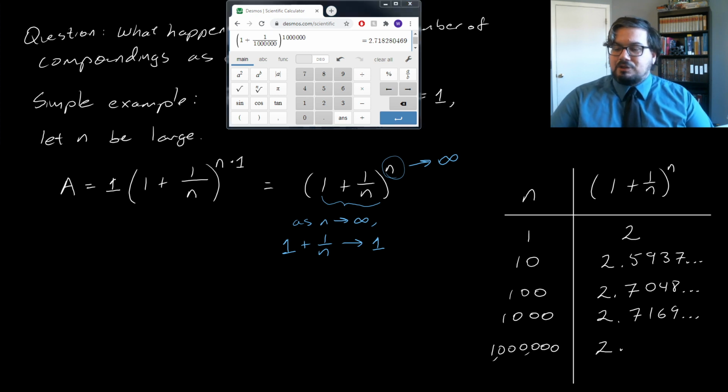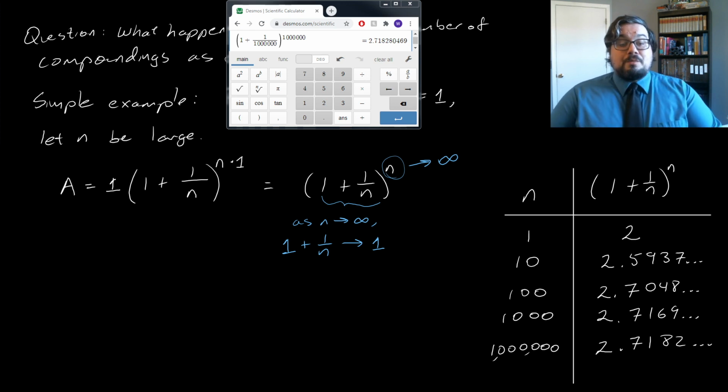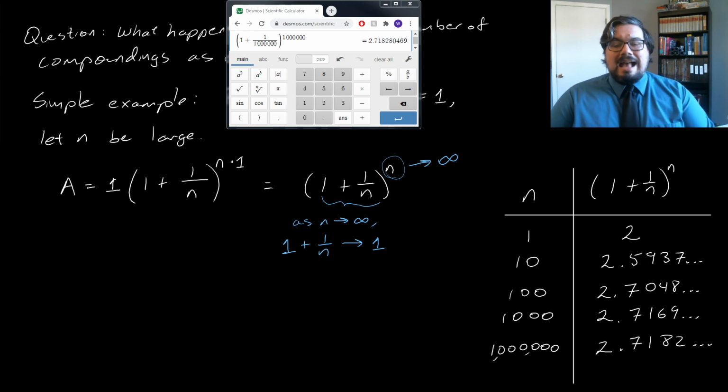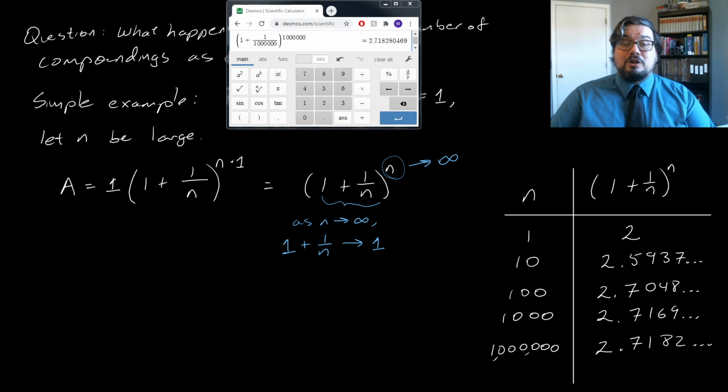And from there we get 2.7182, etc. And you can see that we've barely increased at all. So the point is that as n gets huge, as our number of compoundings per year gets enormous, we don't actually get unlimited amounts of money. There's a limit to how much you can earn simply from compounding more often.